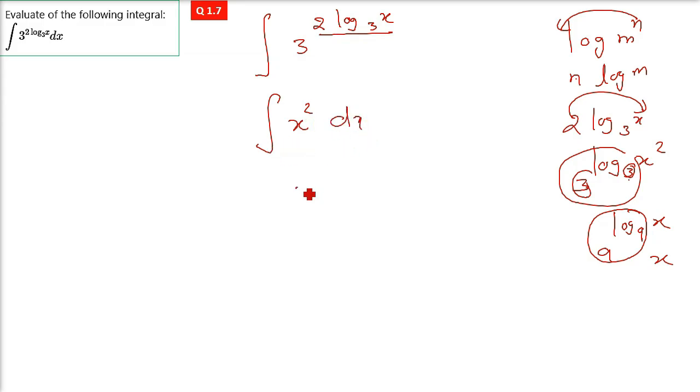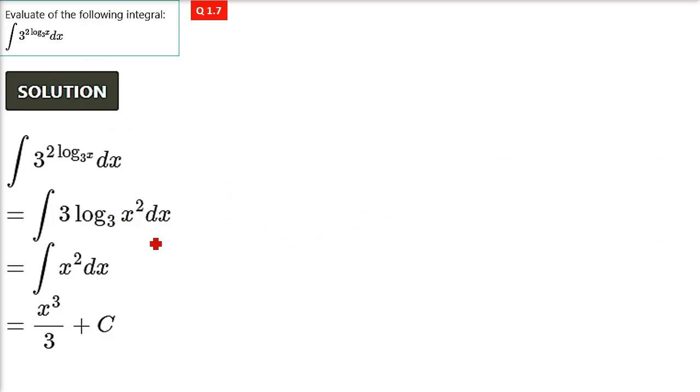Now all this comes down to x square dx, and when we integrate it will be x cubed by 3 because x raised n integrates to x raised n plus 1 by n plus 1. It is x cubed by 3. This is the direct result along with the constant of integration. This you can do, I hope.